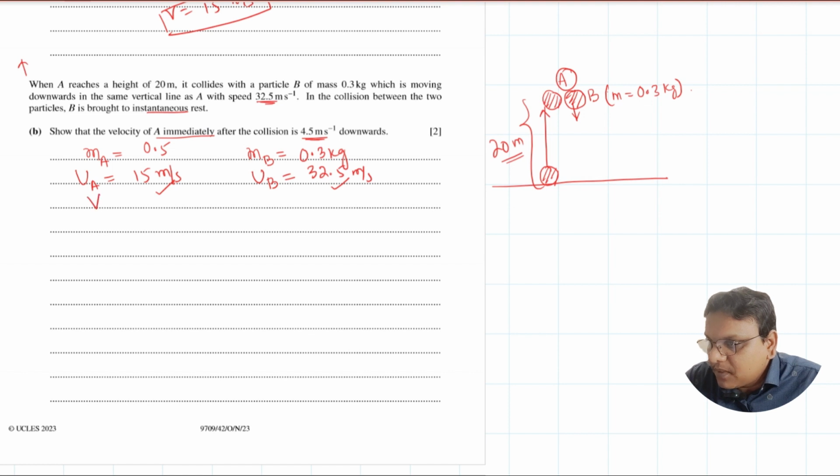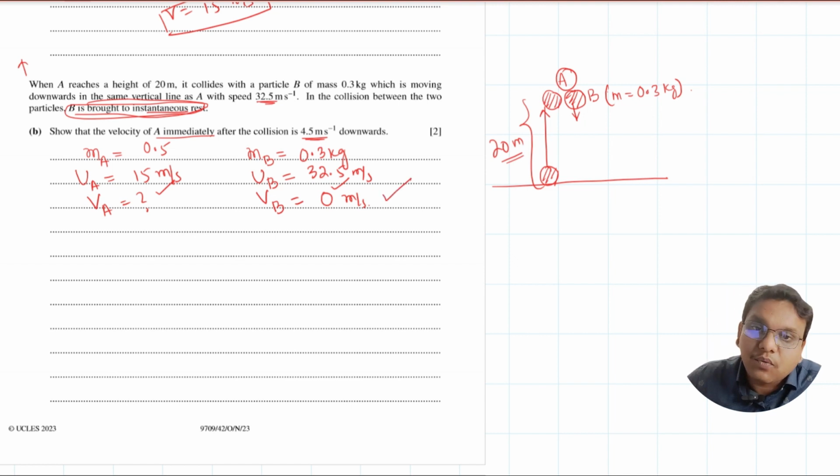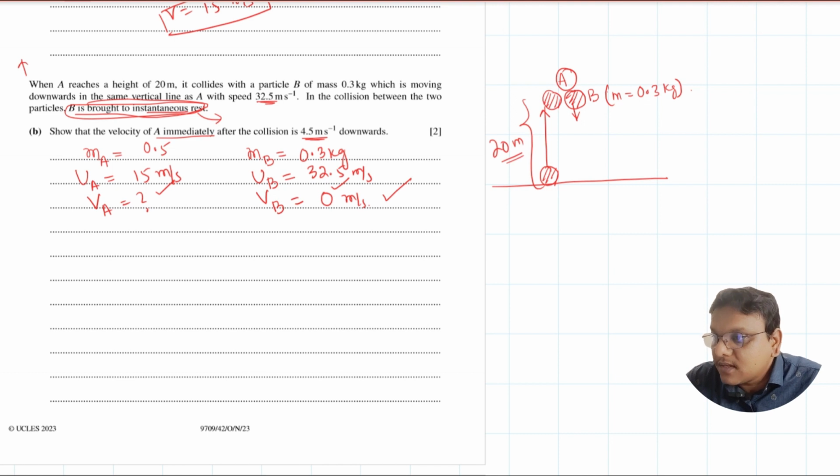Then basically the question is asking, what will be the final velocity of A and the final velocity of B? The velocity of B will obviously be 0 meters per second. Why? Because B is brought to instantaneous rest. What does it mean? After the collision the velocity of B is equal to 0, that is given. So this suggests that definitely the speed of B is equal to 0.